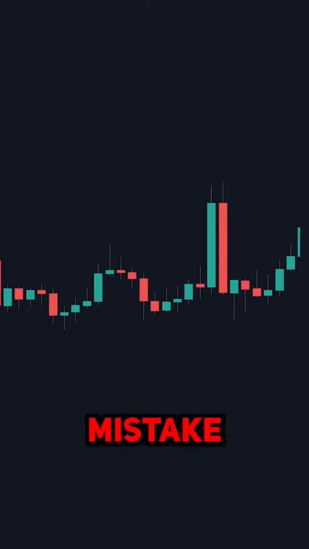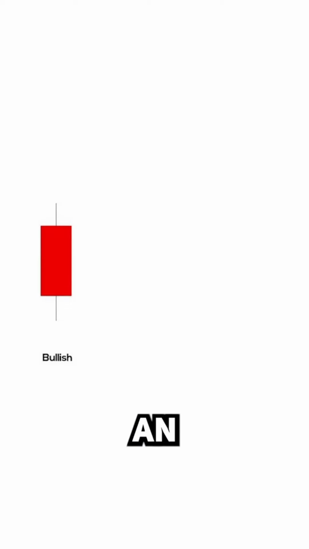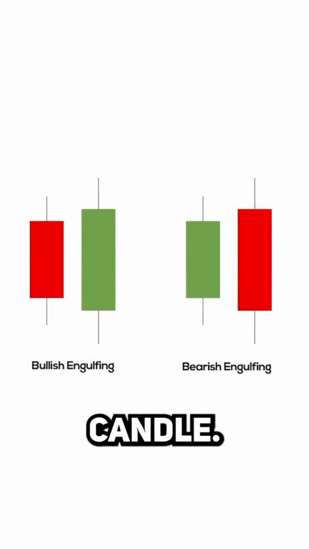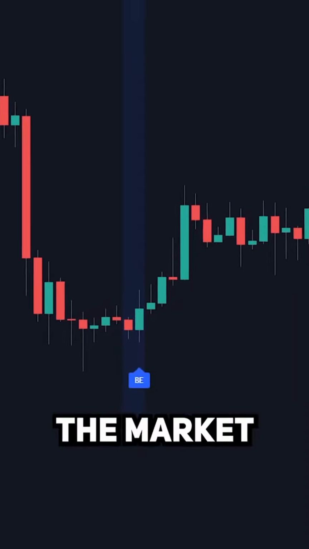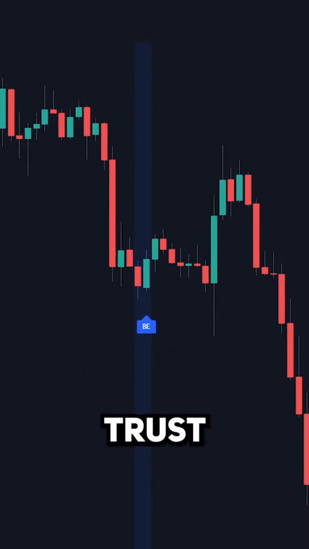Here's one common mistake I see traders make when trading off of bullish engulfing candlesticks. An engulfing candle is simply a candlestick that engulfs the previous candle. It can be a great indication that the market is about to reverse. However, they don't work all the time, and you should never trust them blindly.